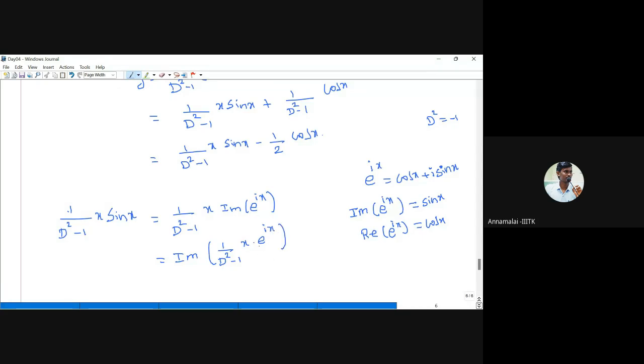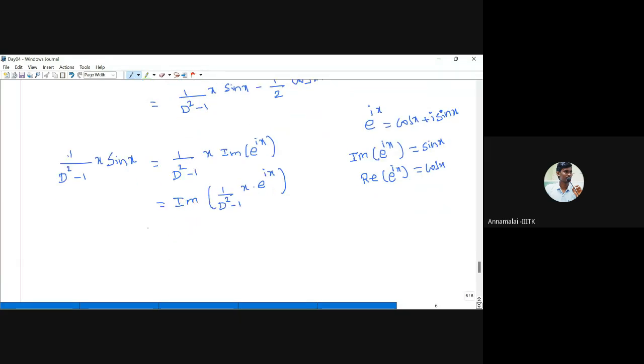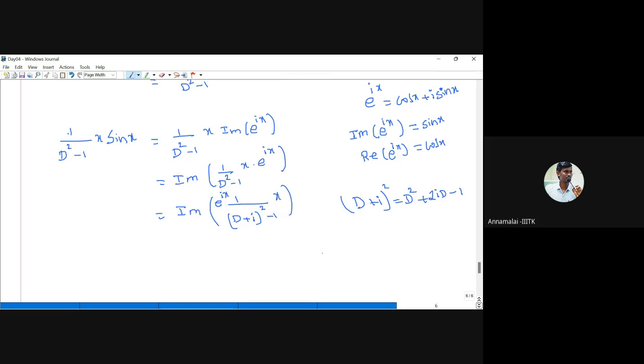Now you can take e power ix outside. Therefore, you have to replace D by D plus i, because here i is the constant. So imaginary part of e power ix times 1 by (D plus i) square minus 1 of x. Now, what is (D plus i) square? D square plus 2iD plus i square, that is minus 1. So already we have minus 1, here minus 1, therefore minus 2.